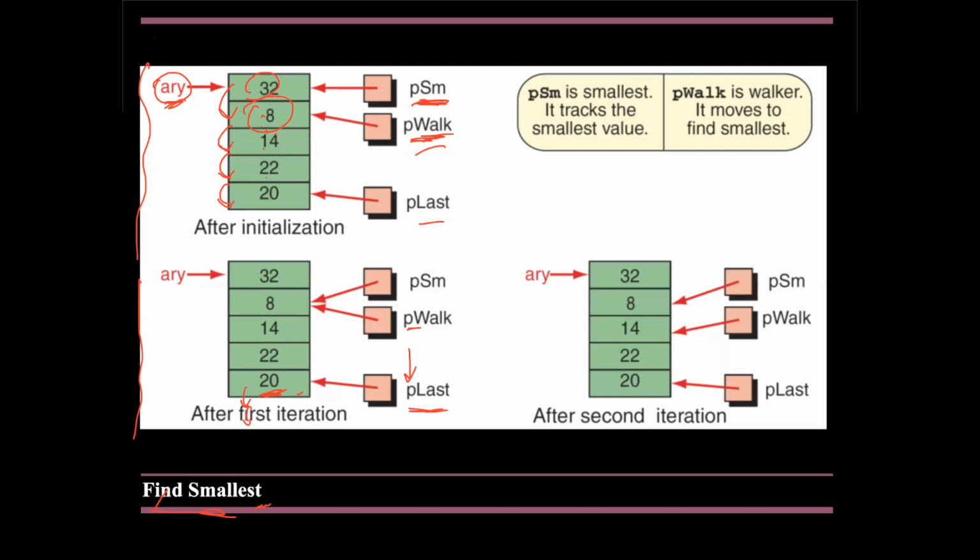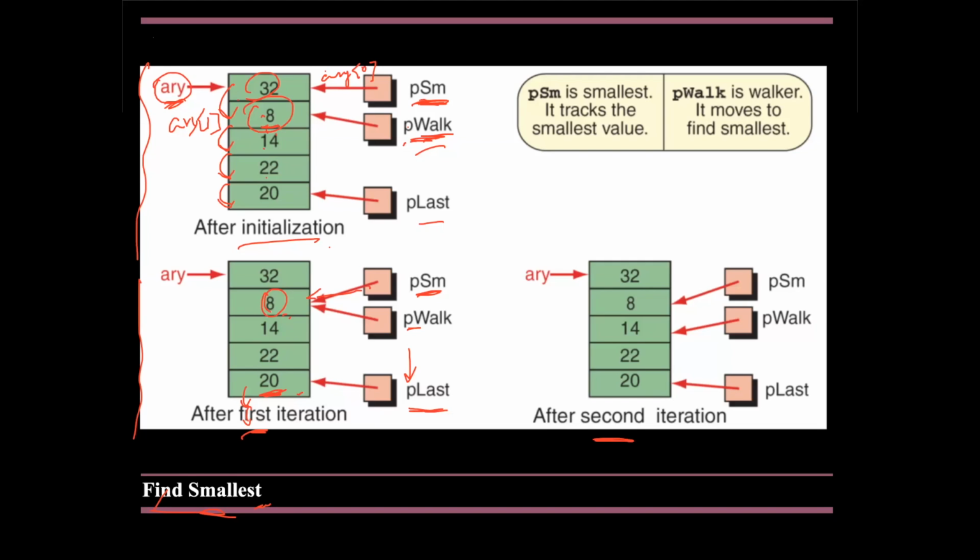So let's look at after initialization. We know that P walk is initialized to ARY 1, right? Whereas P small is ARY 0. So you can do the comparisons there and see if P walk is landing on the all-time smallest. If that's the case, then P small is going to be pointing from 32 to 8 now, because 8 is the smallest after the first iteration.